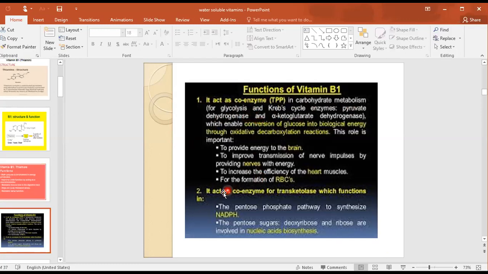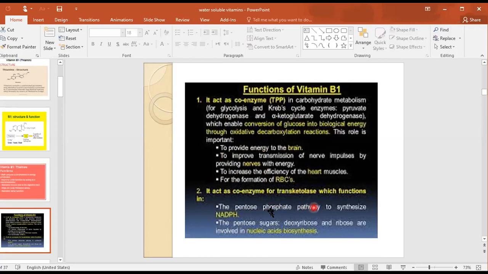Also, it acts as a coenzyme for transketolase, which functions in the pentose phosphate pathway of the RBCs to produce NADPH. So the most important function of thiamine is that it works in carbohydrate metabolism, the reactions of glucose oxidation, glycolysis and Krebs cycle. So it provides energy to the body. The second function is that it acts as a cofactor for the transketolase enzyme, which acts in the pentose phosphate pathway, which synthesizes NADPH.